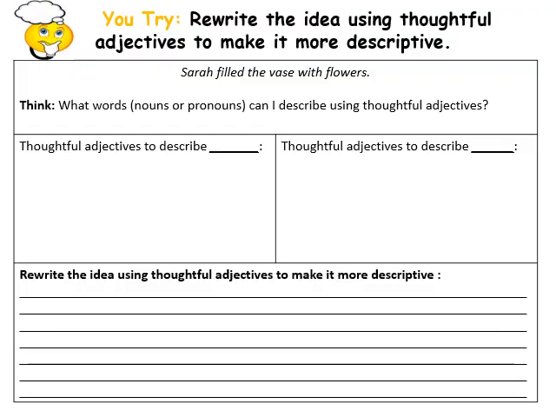All right, so here's today's activity. You have got a sentence, Sarah filled the vase with flowers. This sentence has more than two nouns or pronouns. You're going to choose two of the nouns or pronouns from this sentence, and you're going to think of thoughtful adjectives that you can use to describe them. Then you're going to rewrite the sentence using some of your thoughtful adjectives. All right, guys, good luck.